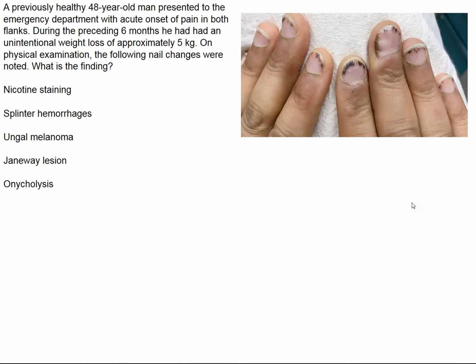The image in the New England Journal concerns the fingernails of this nice 48-year-old man who presented to the emergency department with pain in his flanks. And somebody looked at his fingernails. And the differential diagnosis we're given is nicotine staining, splinter hemorrhages, an ungual melanoma, Janeway lesions, and onycholysis.